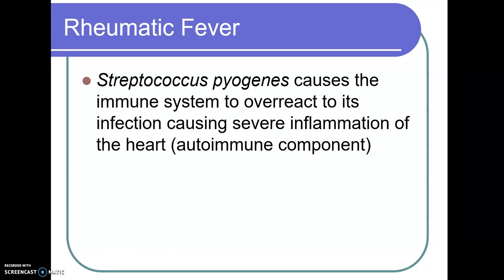So this is when the bacteria causes the immune system to overreact to the infection. This overreaction causes severe inflammation of the heart, but because it is partially the immune system overreacting, it's kind of an autoimmune component. So basically, the immune system sees the strep pyogenes and just freaks out. It's like, oh my gosh, here's this bacteria and it's scary and we don't know what to do, so we're just going to freak out. And that autoimmune, immune system overreaction is what leads to inflammation of the heart.